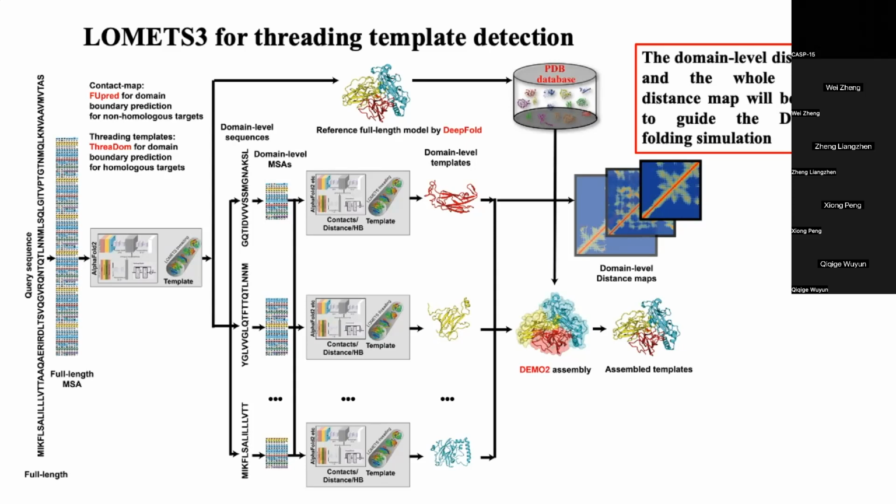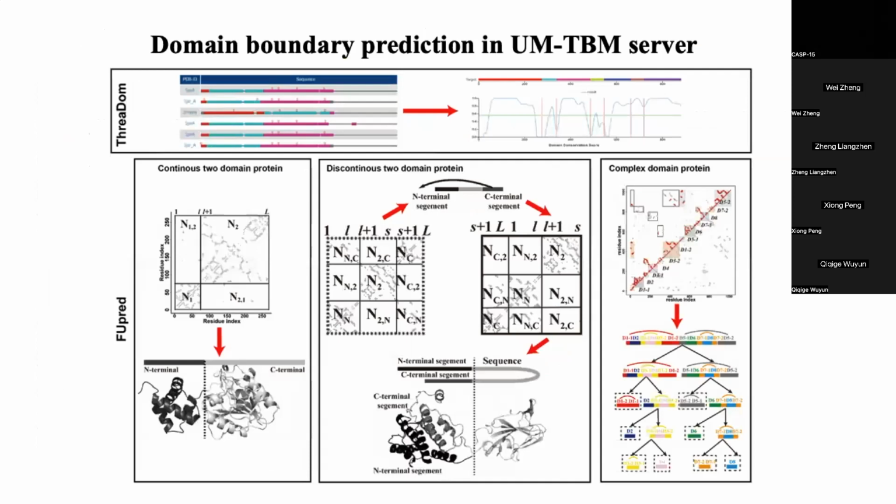And then at the end of this, we get two really important sets of outputs. We first of all get these distance maps, both full chain and the domain level, which are going to contribute to the Monte Carlo folding simulations at the end. And second, we get a set of template assemblies that are going to serve as important initial structures for the Monte Carlo.